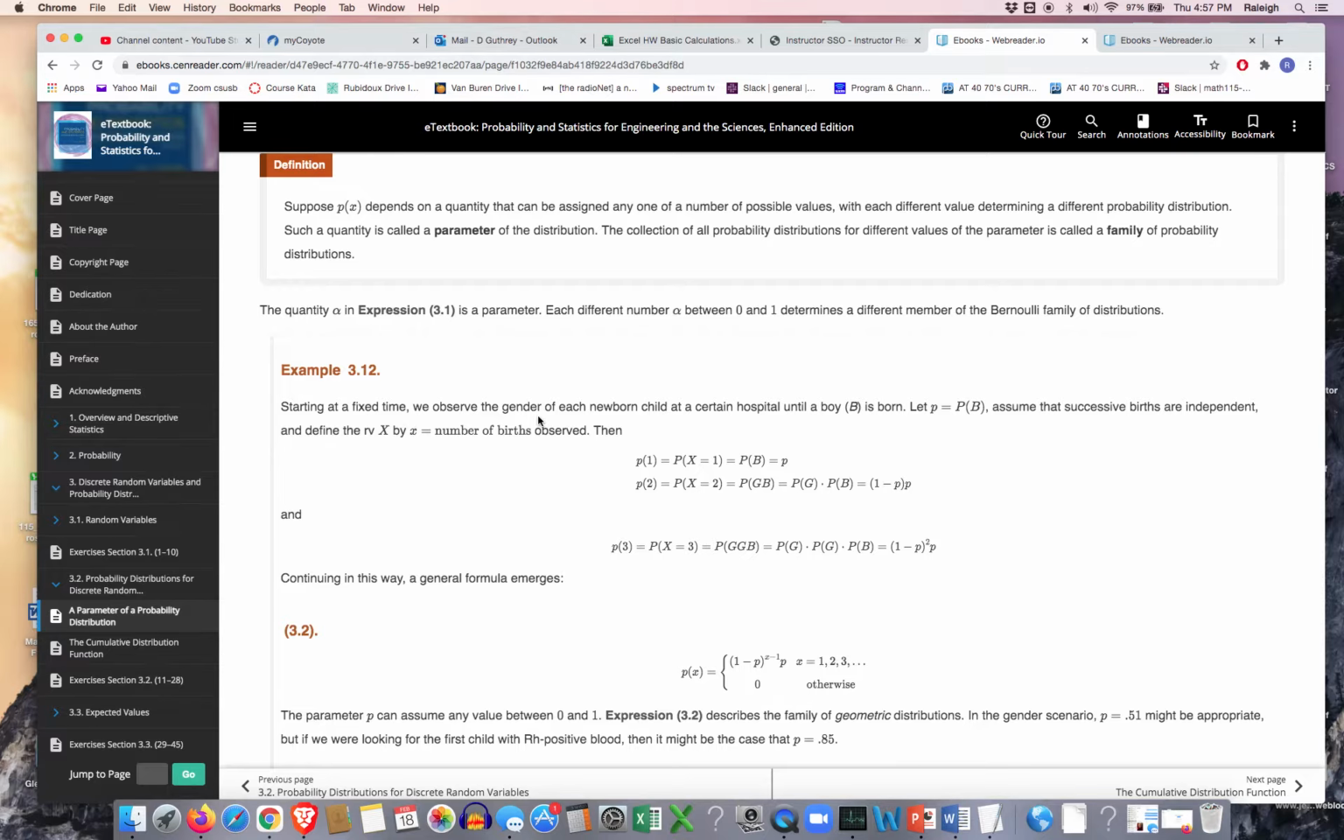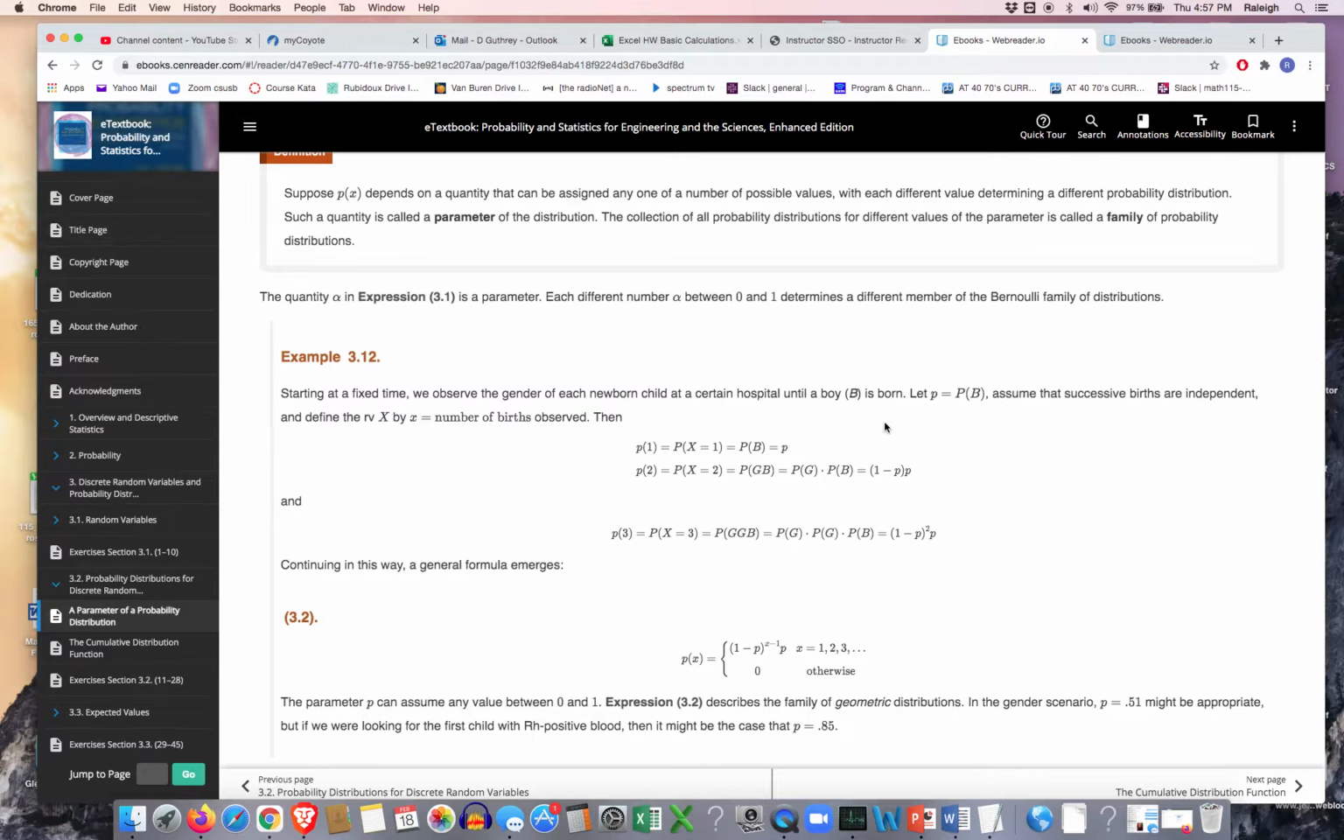Starting at a fixed time, we observe the gender of each newborn child at a certain hospital until a boy is born. Now this one does get to be a little bit involved, so I'm going to just talk a little bit about it. I think they expand upon this later, so we can certainly handle this one right now. Starting at a fixed time, we observe the gender, and we just talked about that. So little p is equal to P of B, where B is boy. They finally used the first letter of the word. Thank goodness. G is girl, B is boy.